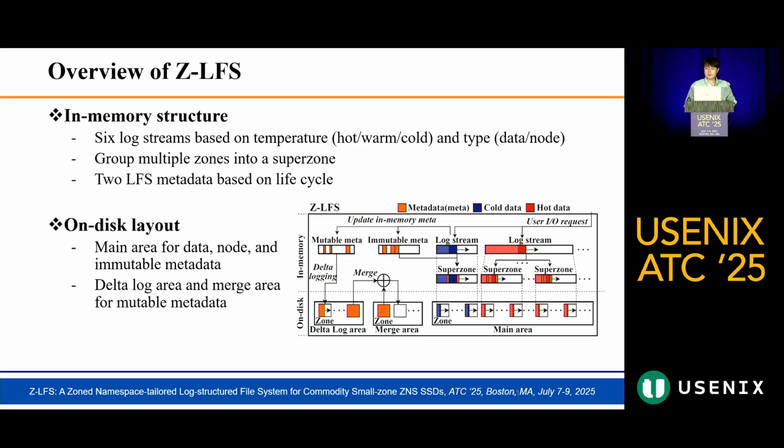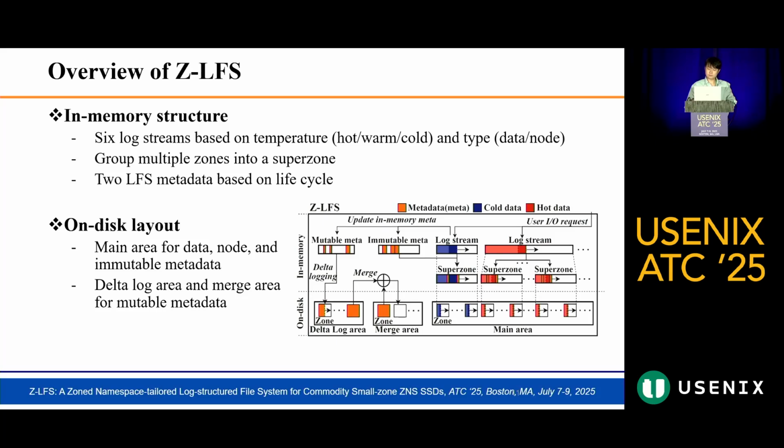For write operations, data and nodes are classified into one of 6 log streams based on their temperature and type. Z-LFS dynamically adjusts the number of active zones assigned to each log stream according to its write intensity. A superzone is a group of zones, and writes to a superzone are distributed across its zones. By allocating or deallocating superzones, Z-LFS adjusts the number of active zones for log streams, thereby increasing overall active zone utilization.